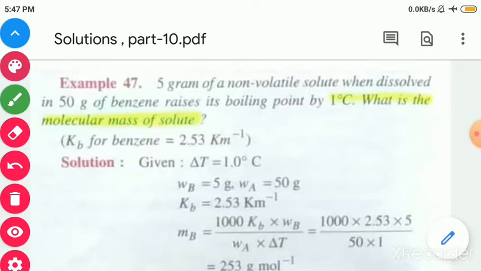So the first question is: 5 gram of non-volatile solute, when dissolved in 50 gram of benzene, raises its boiling point by 1 degree Celsius. What is the molecular mass of the solute? In this question, the solute is 5 gram, that is WB, and the solvent is 50 gram benzene, this is WA.